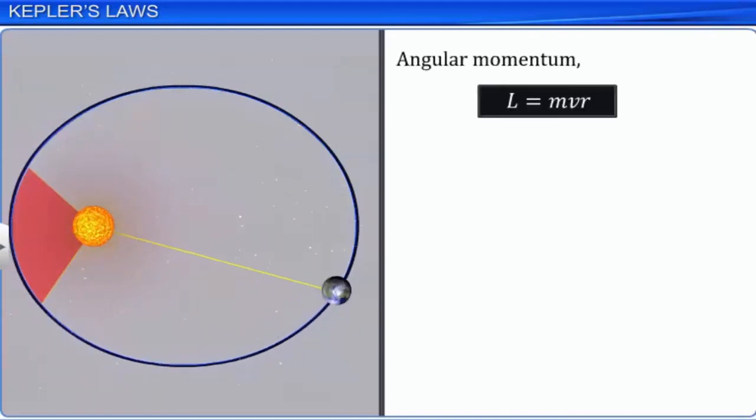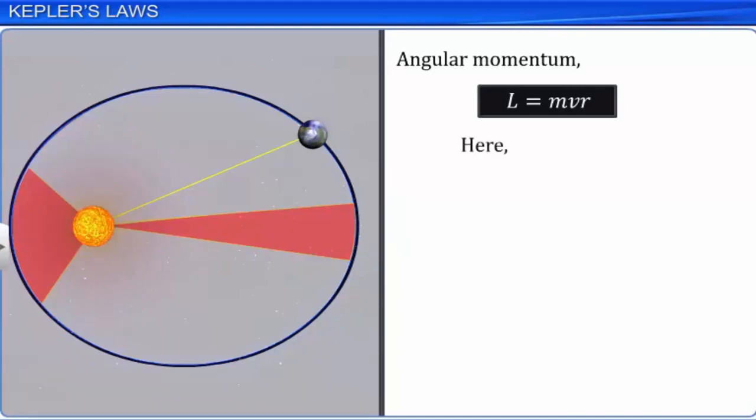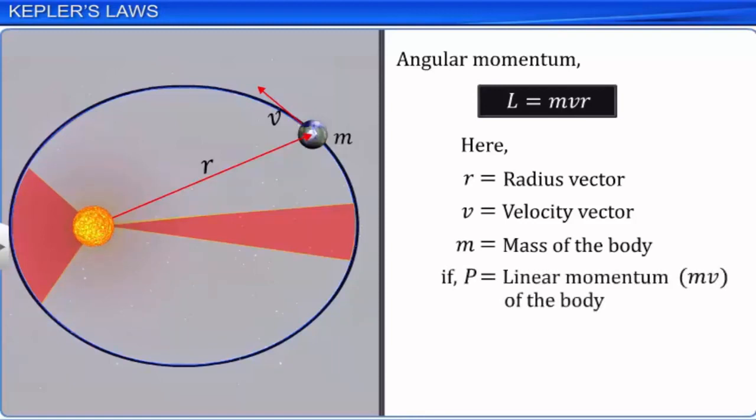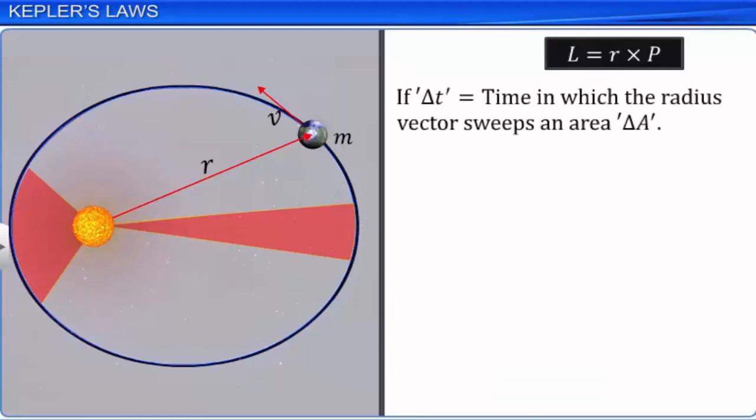Here, r is the radius vector, v is the velocity vector, and m the mass of the body. If p is the linear momentum of the body, then L is equal to r into p. If delta t is the time in which the radius vector sweeps an area, delta A, then delta A is equal to half multiplied by r multiplied by v delta t.